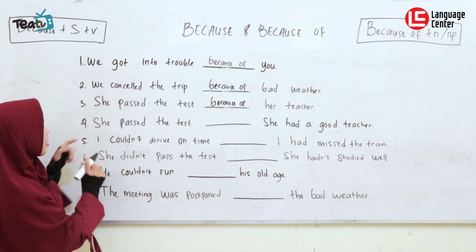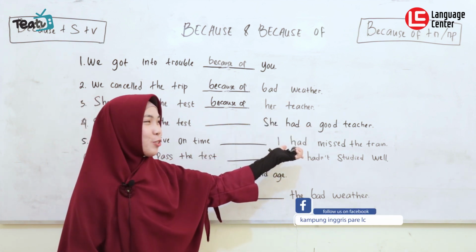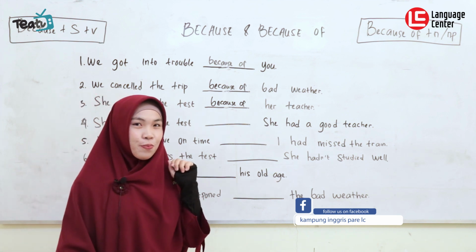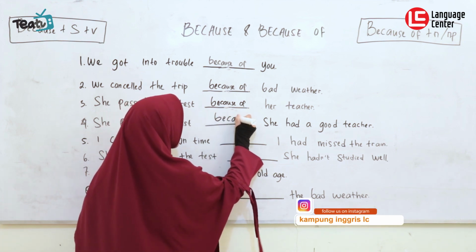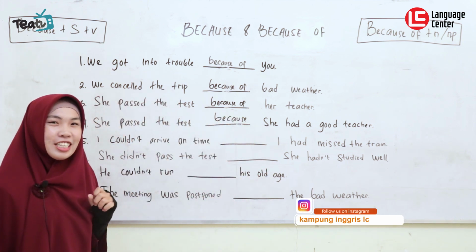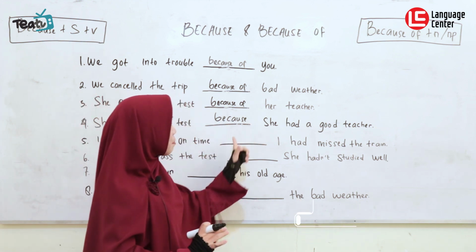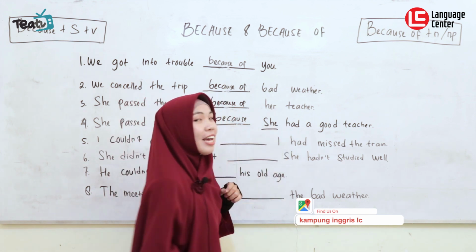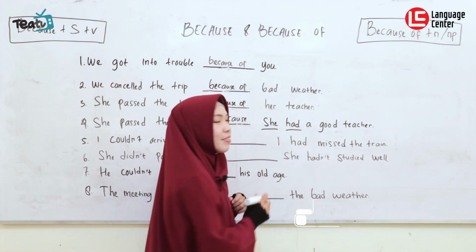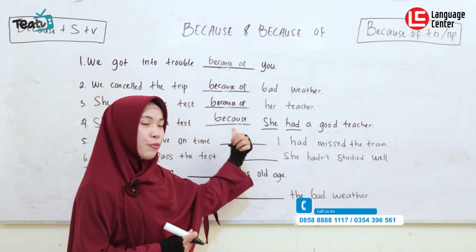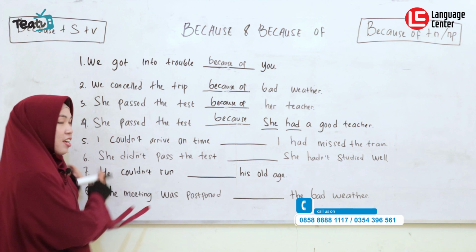Number 4. She passed the test, blank. She had a good teacher. Which one? Because or because of? Okay, good. She passed the test because she had a good teacher. Very good. Why? It's simple. Because after because, in the blank, there is the subject she. Remember? She is the subject, followed by the verb had. So, the best answer for this question is because. Okay, good. How's it going so far?